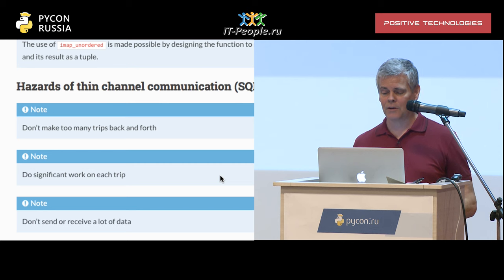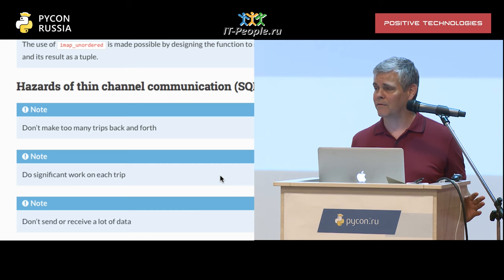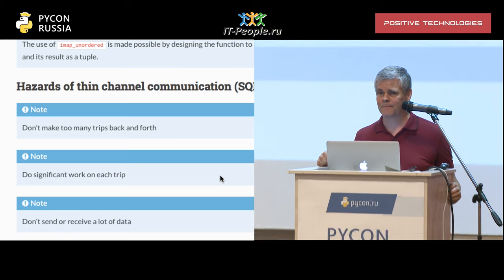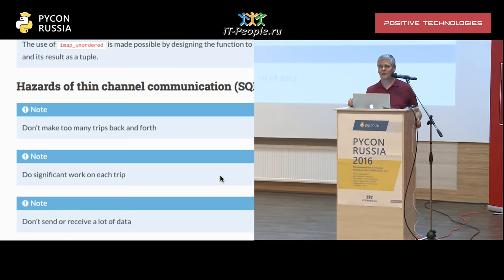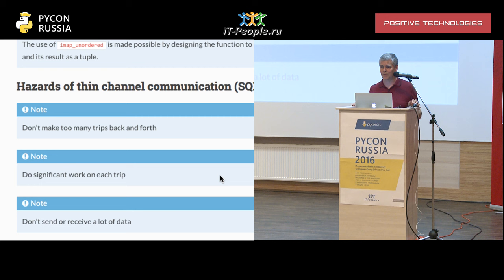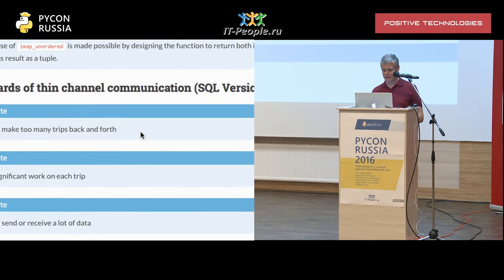Quick note on thin channel communication. I have a quick talk that I'm giving right now. So I flew over here. It took, I think, 18 hours of travel time to fly here. And so I'm about to fly back home. And then tonight, I've got a tutorial that I'm giving, and then I'll fly right back. What's wrong with my plan? I give a 45-minute talk, I fly 18 hours home, 18 hours back, and then give a 2-hour tutorial. What's wrong with my plan? Too many trips back and forth.